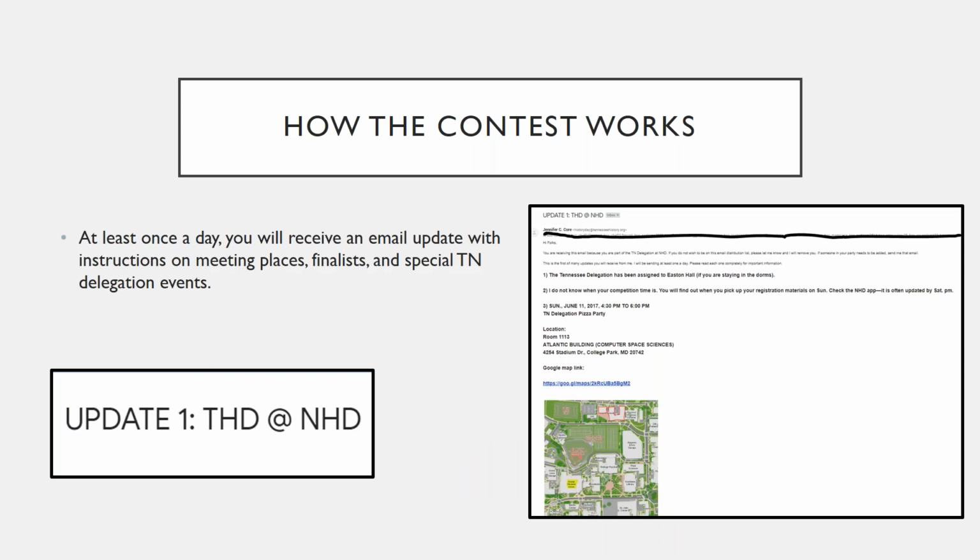So at least once a day, you'll be getting an email update from me with instructions on where we're meeting, if anybody got into the finals, and what we're doing, where we need to meet in order to go visit with our senators the next morning. So you see here, my first update that I sent out last year, I told everybody the dorm that we were going to be staying in. I also told everybody once again, I don't know when your competition time is. And then I also give you information on where our pizza party is. Okay, so this is from last year. Don't use that information for this year, but it's important that somebody in your party look at these and know what is going on. This is how you're going to know what's going on.